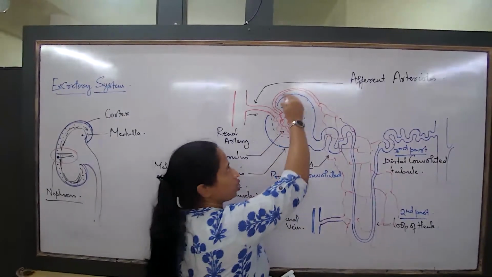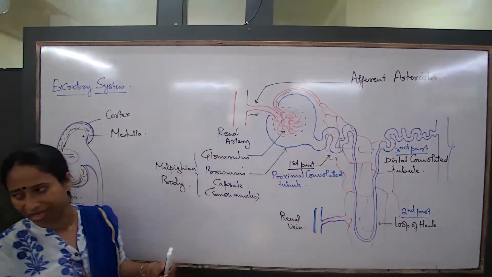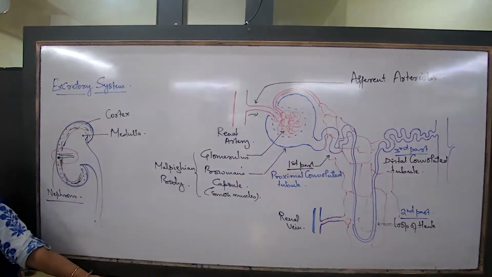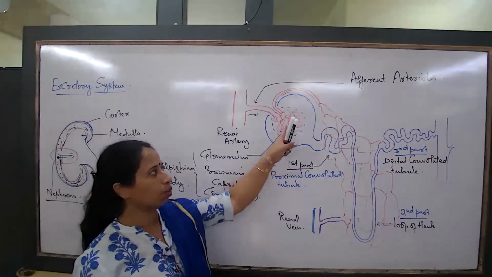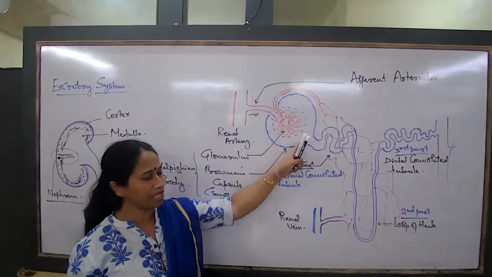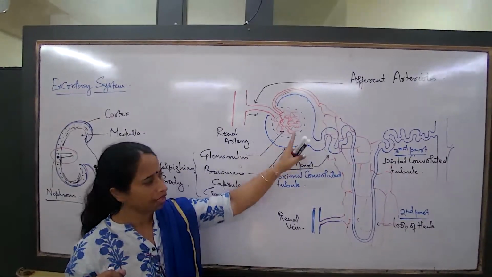Because this structure plays a major role when we are talking about the formation of the urine and the filtration of the blood. Did you understand the names first of all? Glomerulus and Bowman's capsule together form the Malpighian body.